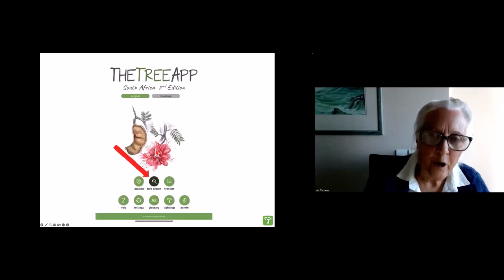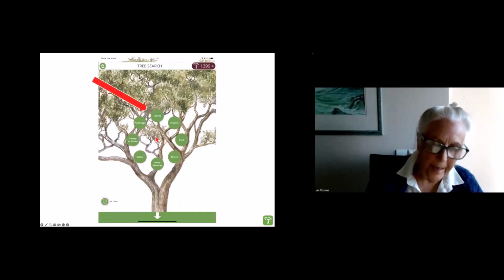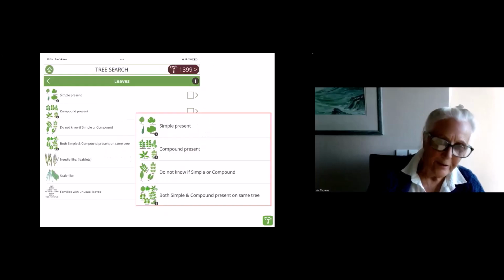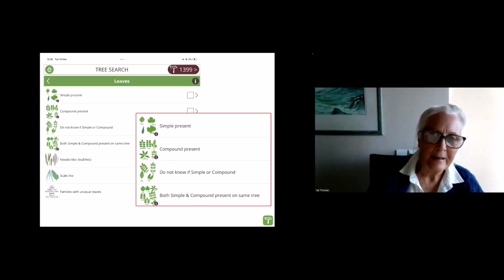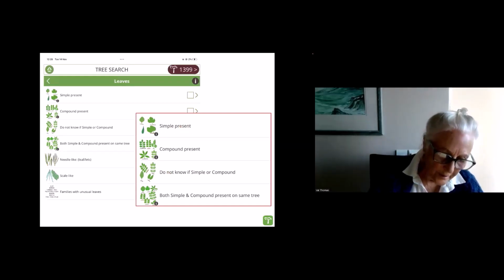So now we go past the home screen and we get to our tree search. And the big red arrow says go to leaves. So please do those 3 steps. And we now have leaves off the tree search. And Marie's very cleverly highlighted the things that we're going to talk about, because now we're going to do a recap on leaves. And we're going to do it in a slightly different way.